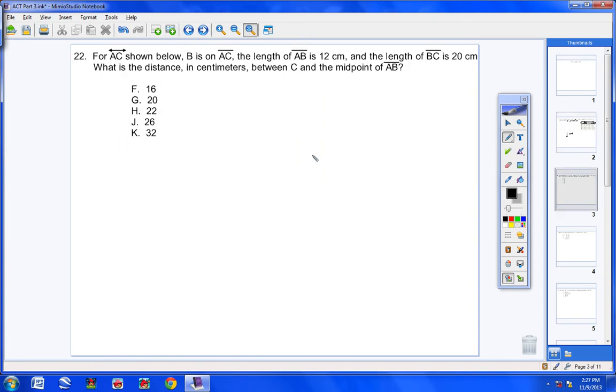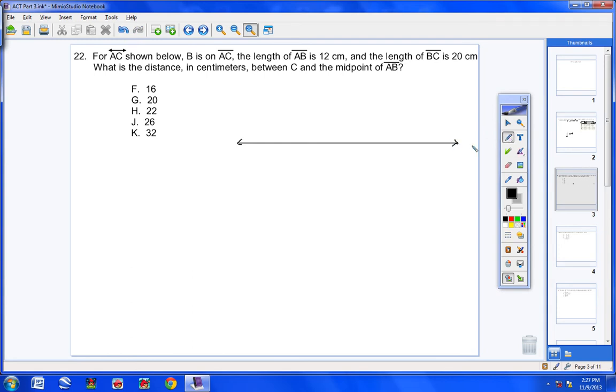Number 22. Let's see. I don't think I remembered to put that problem in here, so I'm going to just make it up. That's my fault. Sorry about that. So there's line AC. This will be interesting, won't it? See if I can make this up on the fly here real quick.